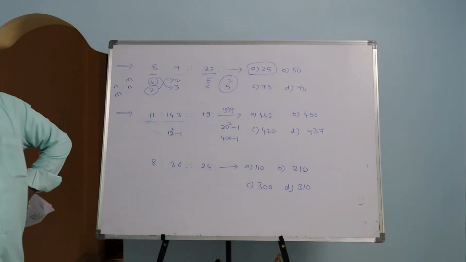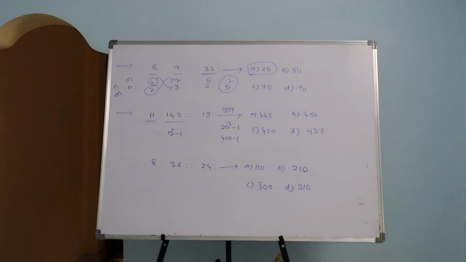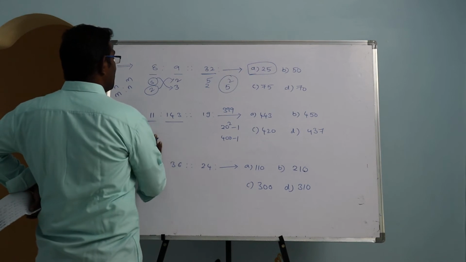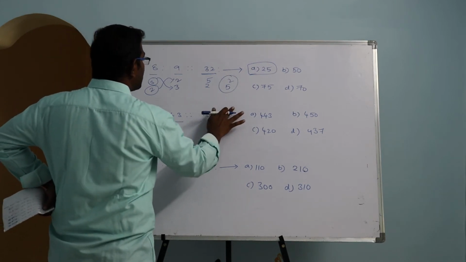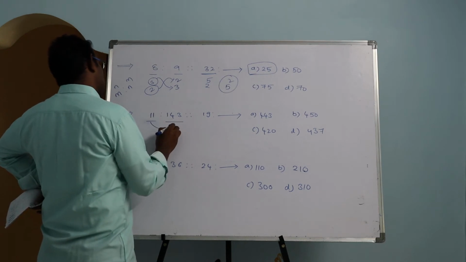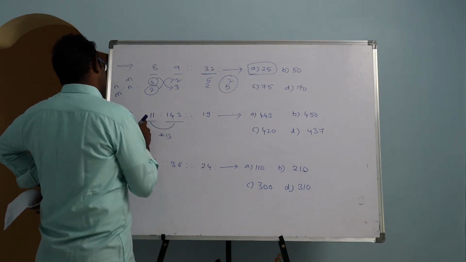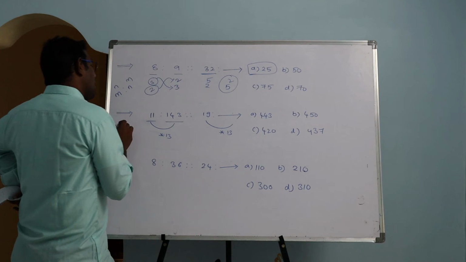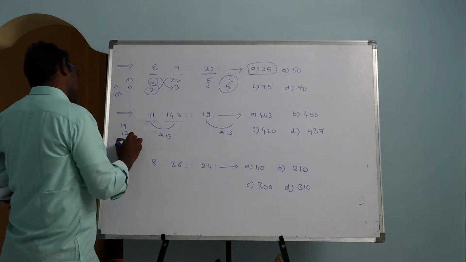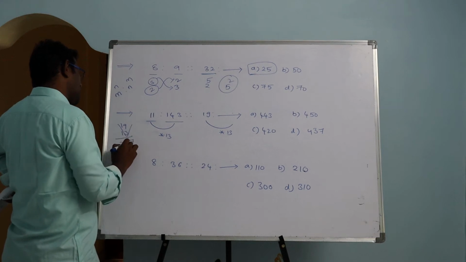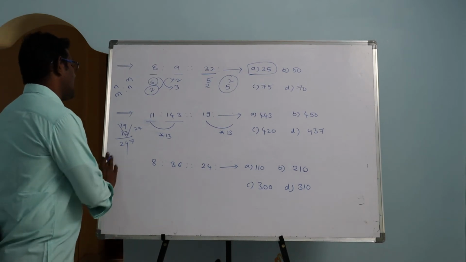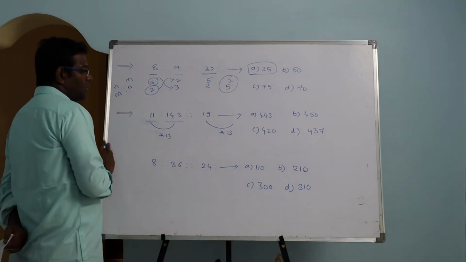Is 399 there in the options? Nothing, sir, there is no 399 in the options. Then what do we do? You can observe it, sir. 11 143 means it is multiplied with 13. 11 13s are 143. In the same way, 19 into 13, how much? 247. Is 247 there in the options, sir? There is nothing in the options. Then what do we do?